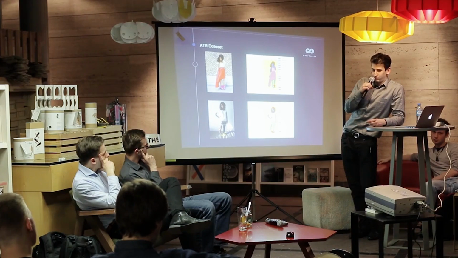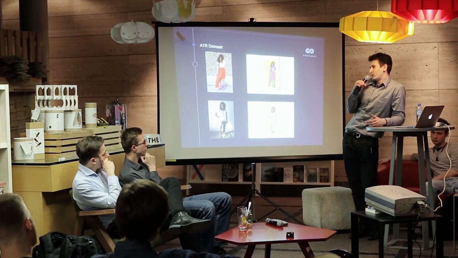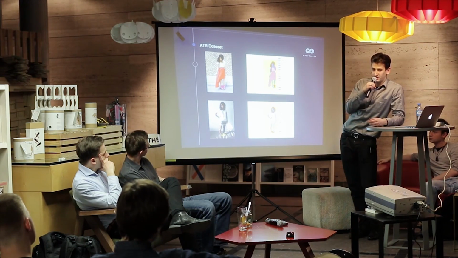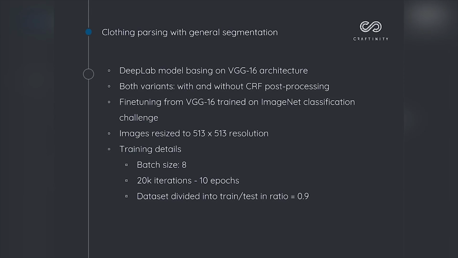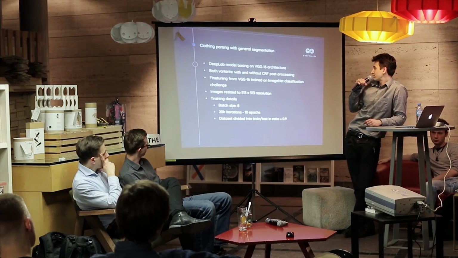So our goal here was to take this data set, divide it into the train and test with regard to some ratio, and check how our model performs on the test set and measure some numbers. So we aim to solve this problem in two ways. The first one is just to train a general segmentation model. We chose the DeepLab model based on the VGG16 architecture. We tried both variants with and without CRF post-processing steps.